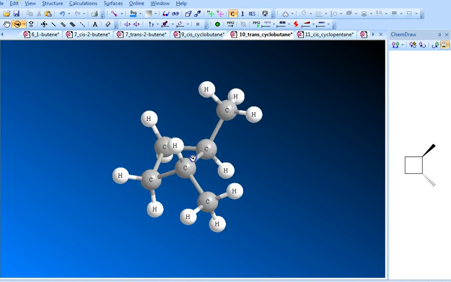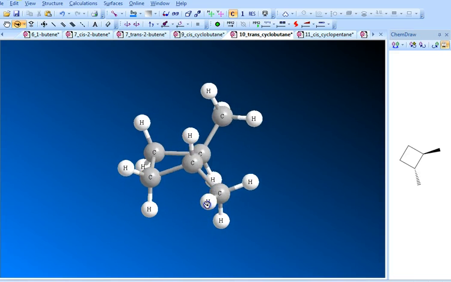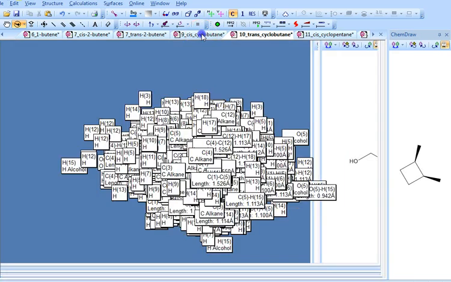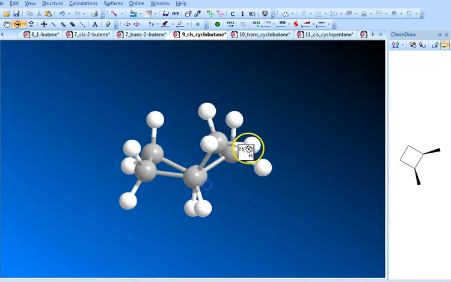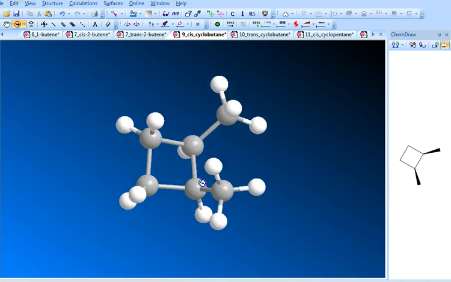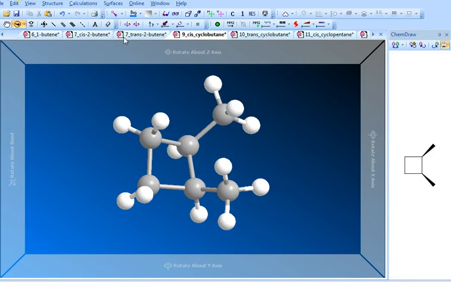Now obviously from looking at this we can predict that this molecule is more stable, and this molecule is less stable. Now we said that cis-trans isomerism exists in this molecule because there is a hindered rotation around the carbon-carbon single bond, similar to what we saw with alkenes.